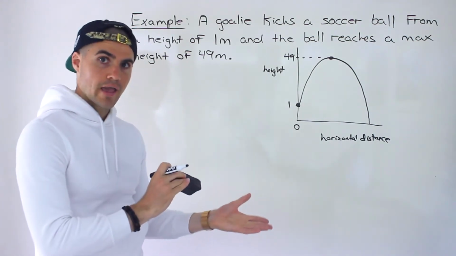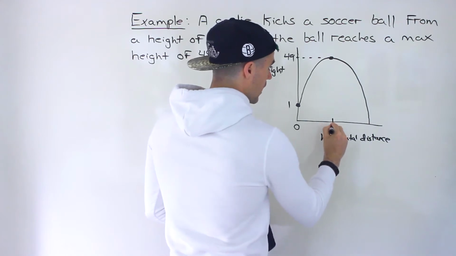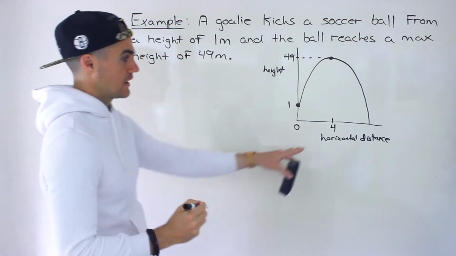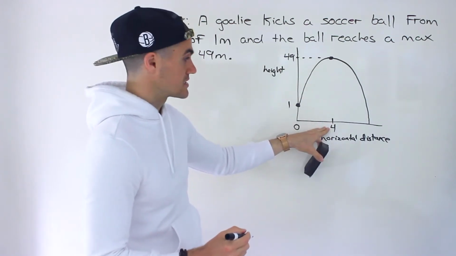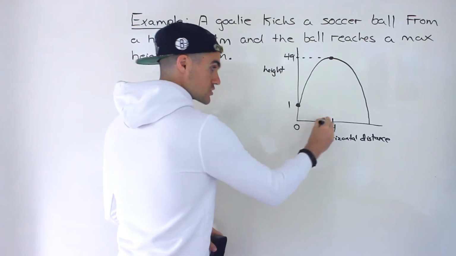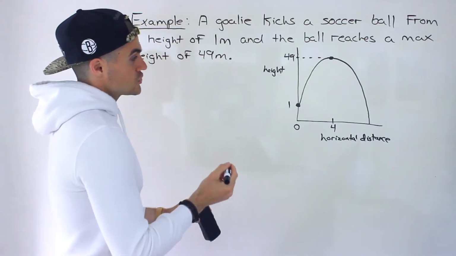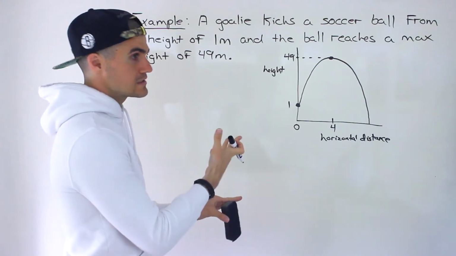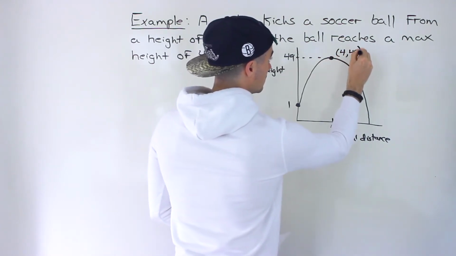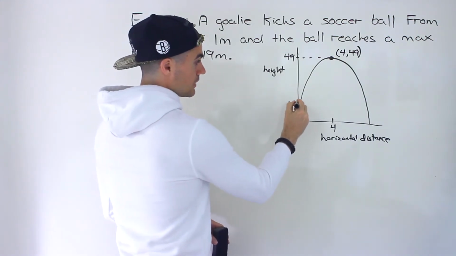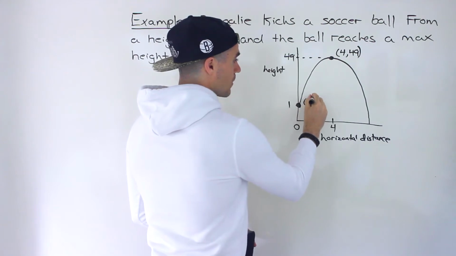Now, going into part A, we're told that the ball reaches a max height at a horizontal distance of 4 meters. If we let this axis be the horizontal distance, then the max height is reached at a horizontal distance of 4, measured from the goalie, where the goalie is kicking the ball. From here, we actually have enough information to create an equation, because we're given the coordinate of the vertex, 4 and 49. We're also given this coordinate over here, like the y-intercept, or in this case the h-intercept, which is at 0 and 1.